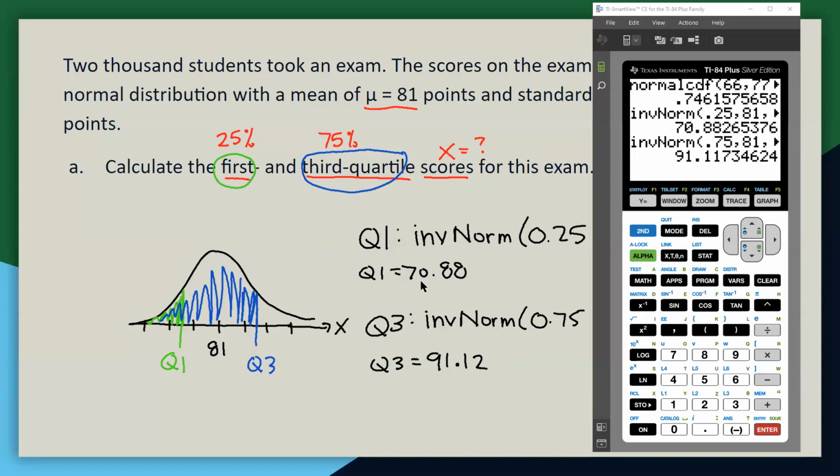70.88 rounds to about 71. 91.1 rounds down to about 91. So the first quartile is about 10 points below the mean, and the third quartile is about 10 points above the mean.